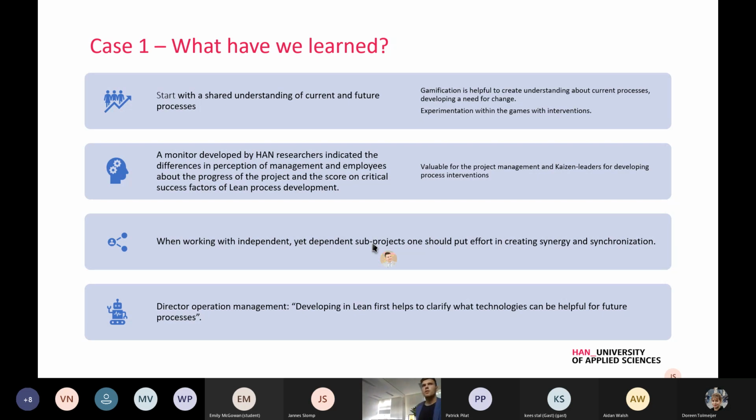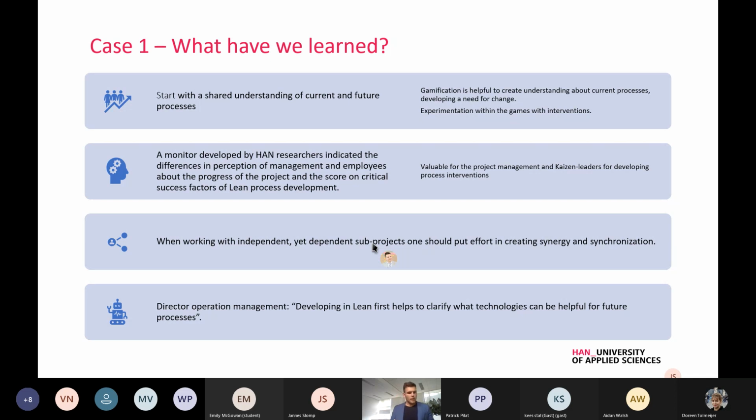Yeah, of course. This company took a lean-driven trajectory, and one thing they stated that was really helpful in their learnings was creating this shared understanding of the current and future processes. What they did to create that understanding and urgency is make use of gamification. Gamification is a technique you can use to reduce real-life complexity into a game, and experiment with what would happen if I do this, or if I do that. Based on these games, they came to ideas and implemented them in real life.